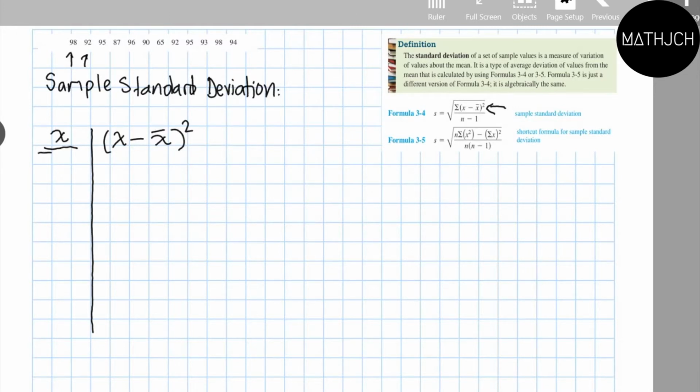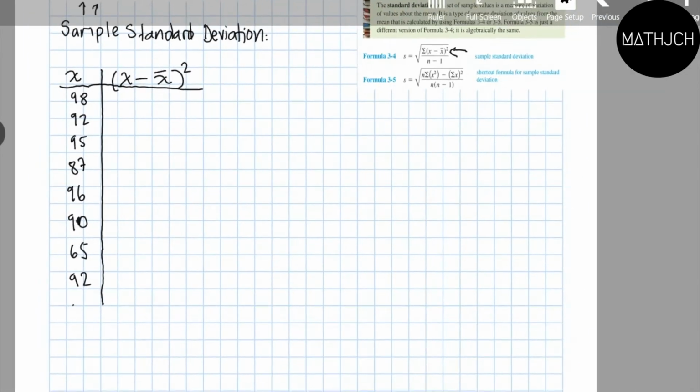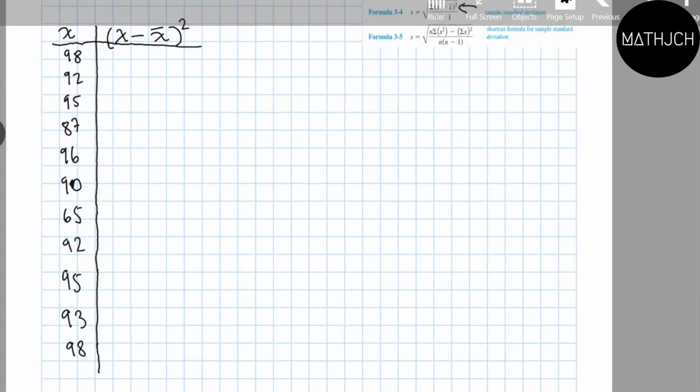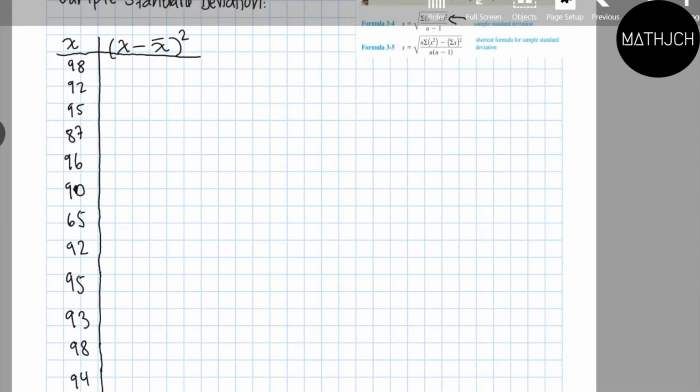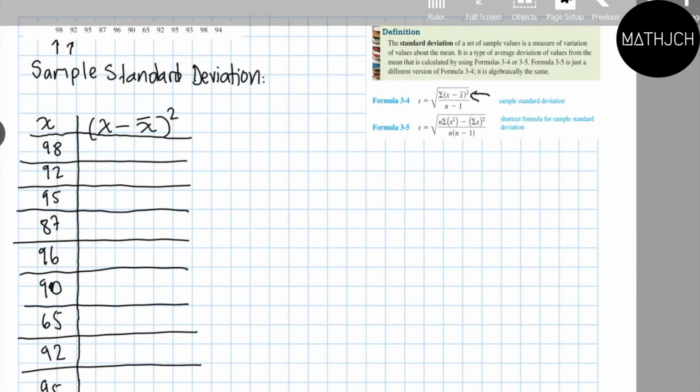So let's start. We don't need to put them in order. It's up to you, but that's going to take a lot of time. So let's put 98 here, 92.5, 93, 98, 94. Okay, so let's start with this one.